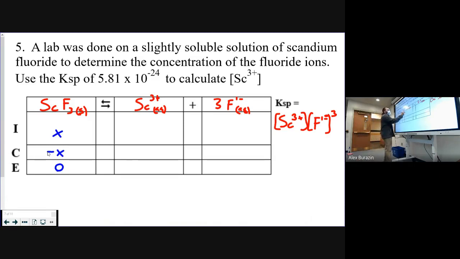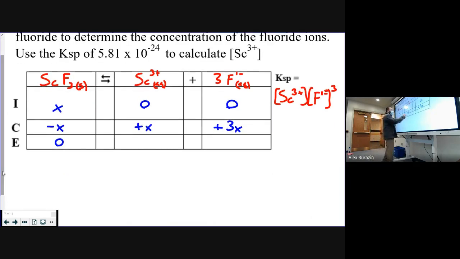Okay, I didn't have any of this before it dissociates. Once it dissociates, I'm going to produce some. And the amount that I'm going to produce is based off of the coefficient in the balanced equation. At equilibrium, I will then have x and 3x.